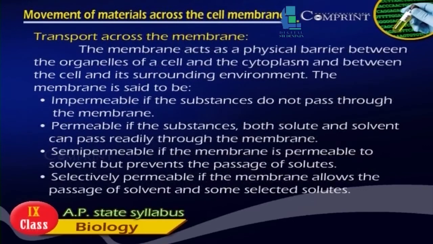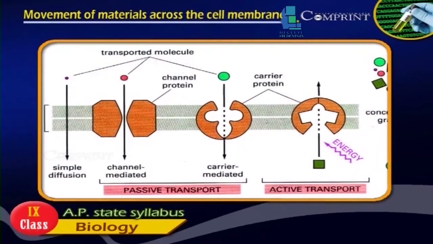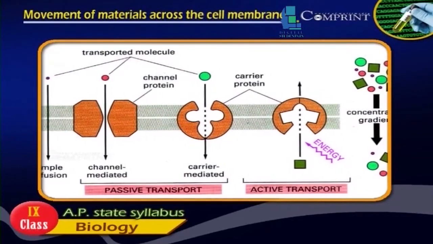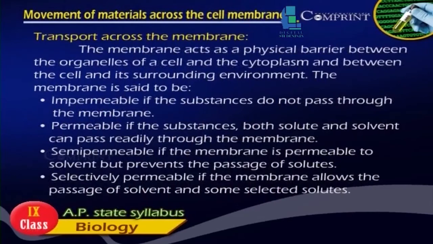Transport across the membrane. The membrane acts as a physical barrier between the organelles of a cell and the cytoplasm, and between the cell and its surrounding environment. The membrane is said to be impermeable if the substances do not pass through the membrane, permeable if the substances, both solute and solvent, can pass readily through the membrane, semi-permeable if the membrane is permeable to solvent but prevents the passage of solutes, and selectively permeable if the membrane allows the passage of solvent and some selected solutes.